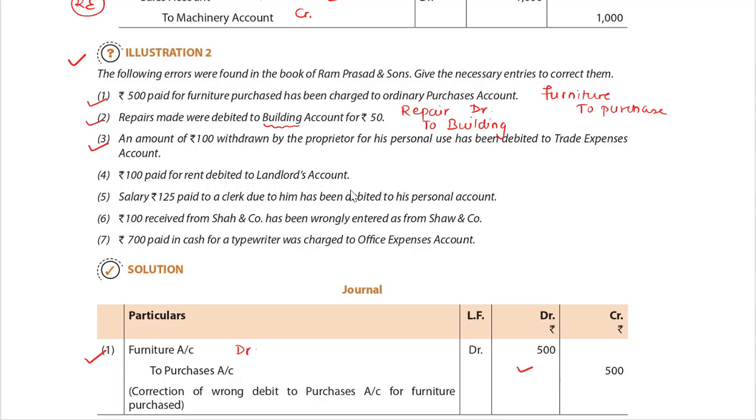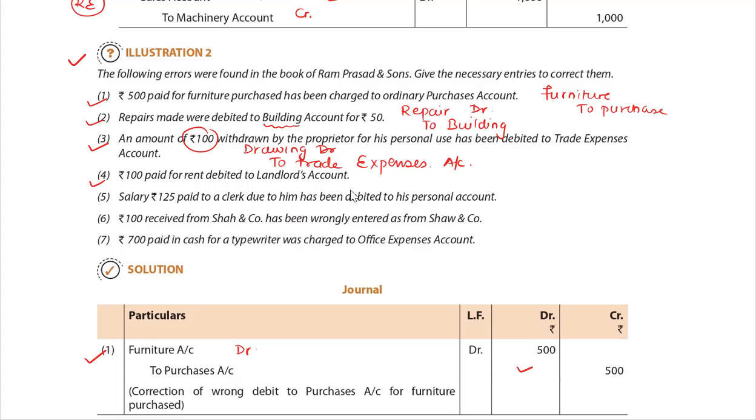Let us move to the third one now. An amount of 100 withdrawn by the proprietor for his personal use has been debited to trade expenses account, which is wrong. You had withdrawn for your personal use, so the entry should be drawings account debited because you have used it personally. But you have debited trade expenses. So for the rectification, we will credit trade expenses. I think it should be clear.